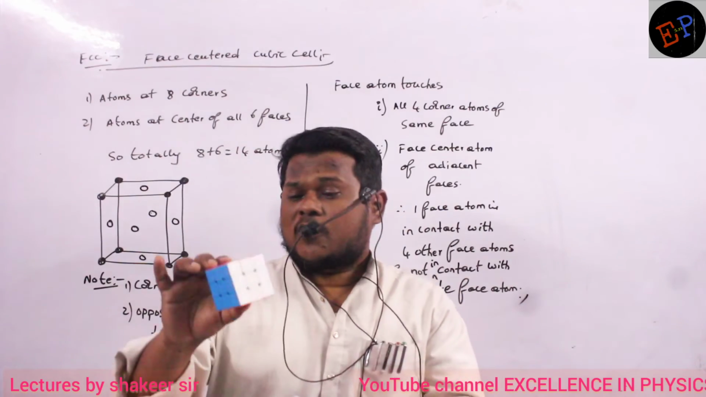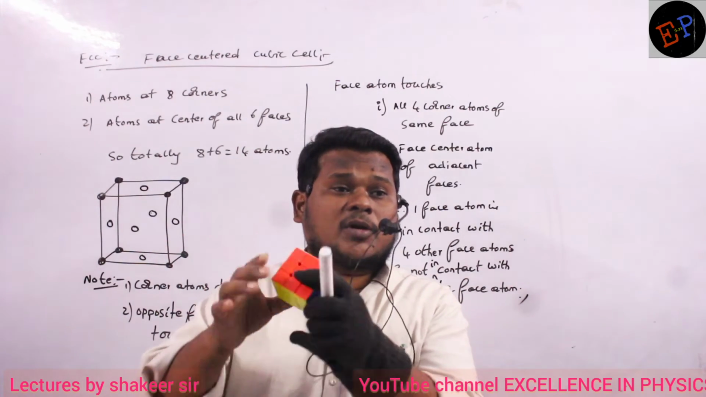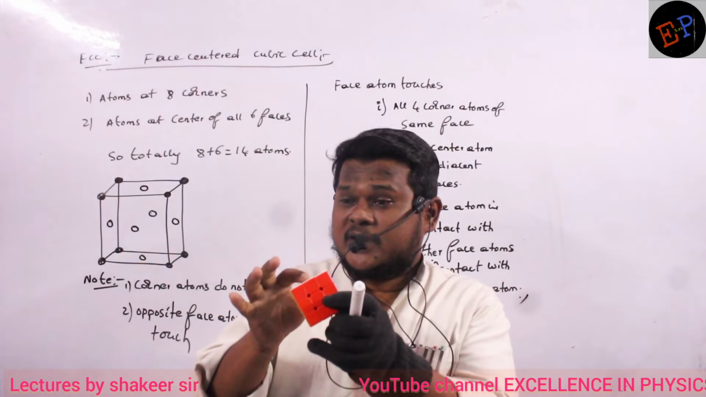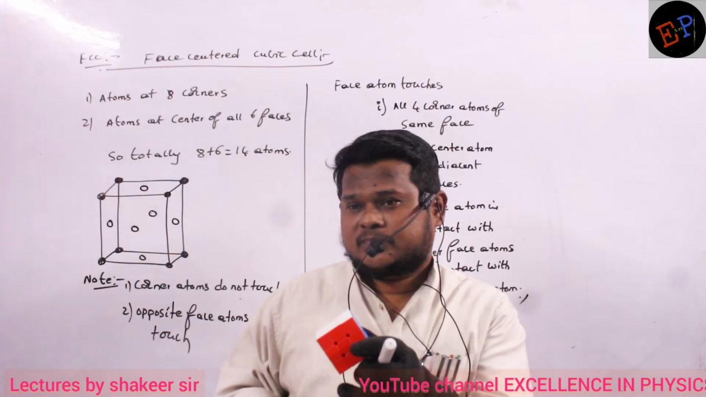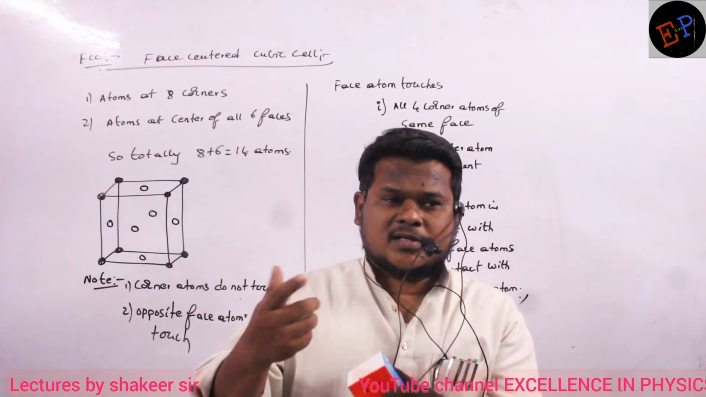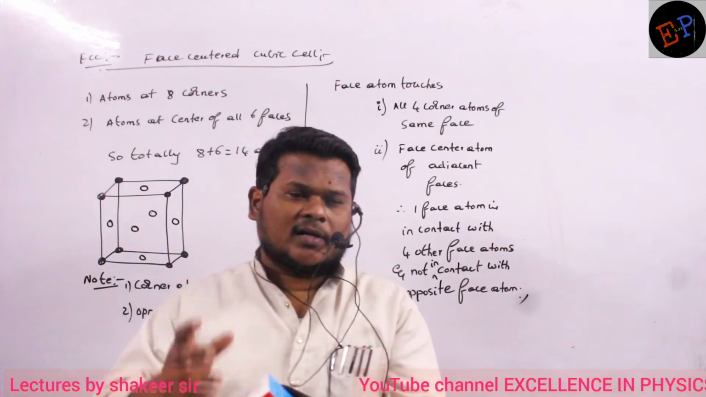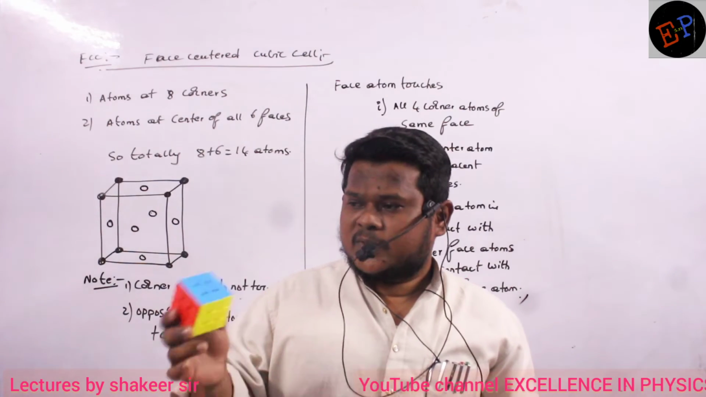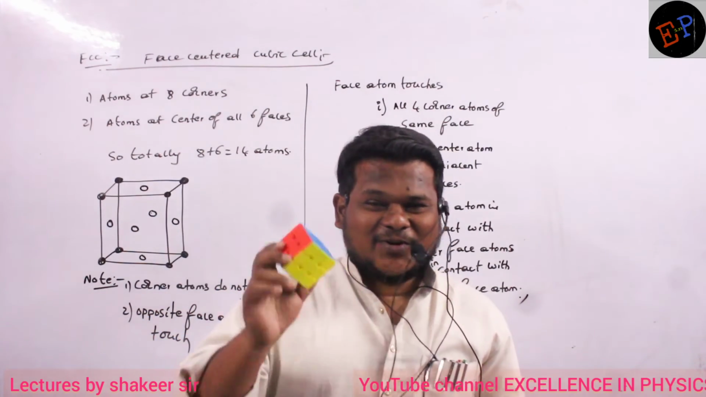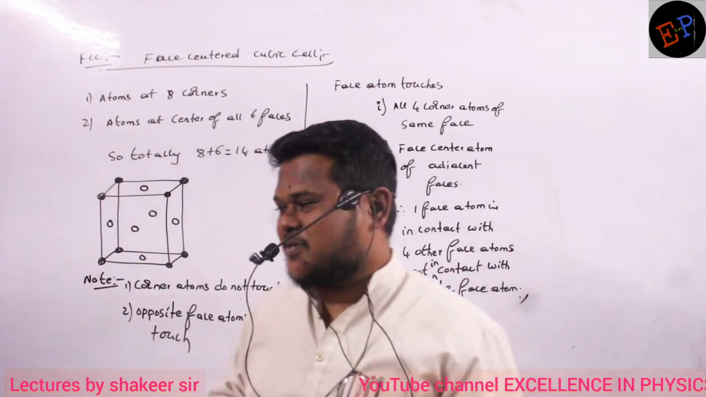Okay? And how many faces are there? 6 faces are there. So at the center of each face there is 1 atom. Are you able to understand? So totally 6 faces, 6 atoms, 8 corners, 8 atoms. 8 plus 6, totally 14 atoms will be present. Are you able to understand?